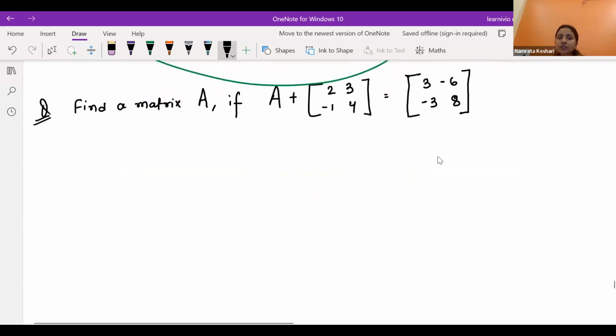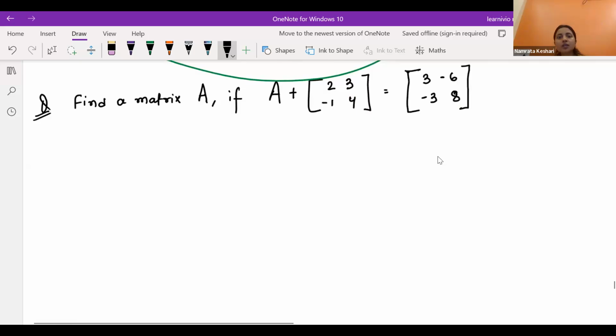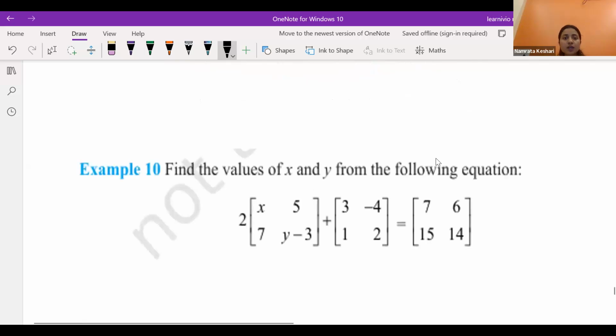Now the next one is also exactly like that. A plus a given matrix is equal to another given matrix. We can find A directly by taking this matrix minus that matrix, right? Yeah. Next one.